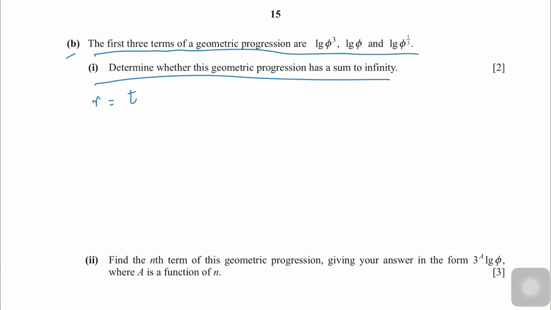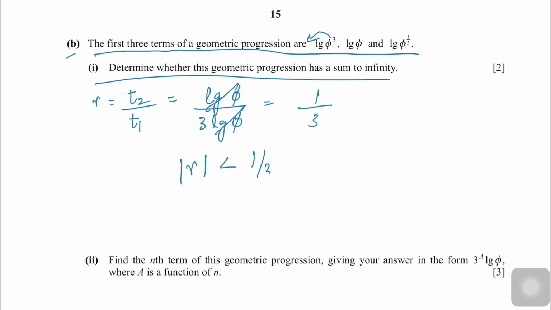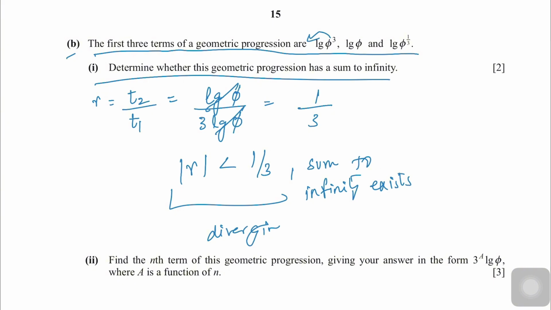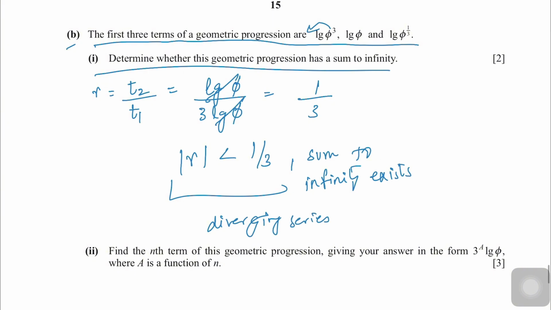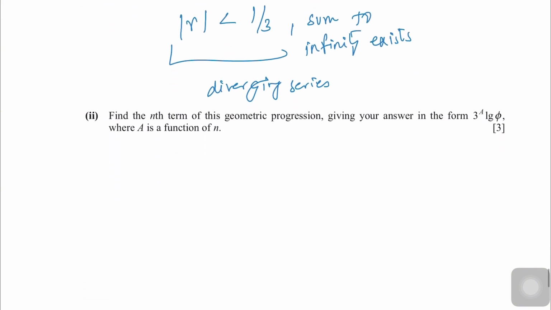For r, we'll be dividing term 2 by term 1. Our term 2 is given as lg phi, and this will be coming over here. So this would be 3 lg phi. This lg phi and lg phi would be cancelled out, so this would be 1 over 3. So r is lesser than 1, and the sum to infinity exists, since this series is converging, which means the value would be decreasing as the series goes on.